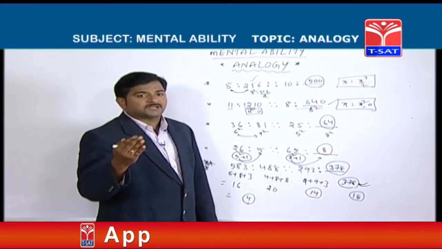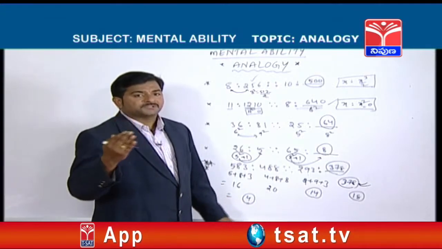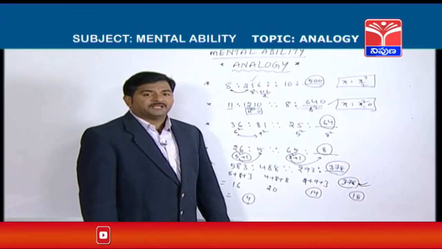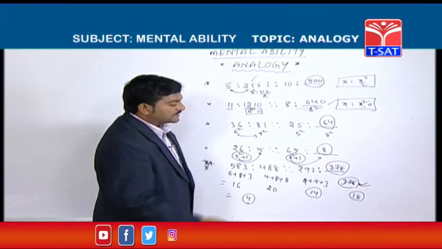Or else we will move to second option. Again sum of the digits. Third option sum. Again fourth option sum. Ultimately sum of the digits. How much you have to get? 18 you have to get. So like that I took 378.